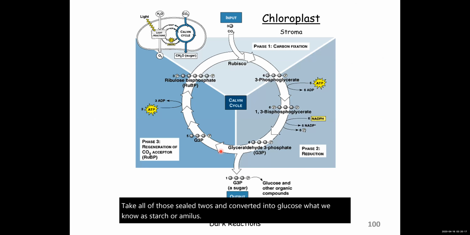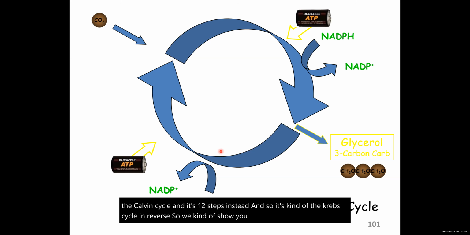So what you end up having is a very similar situation like the Krebs cycle or tricarboxylic acid cycle, except that this one is called the Calvin cycle. And it's 12 steps instead. And so it's kind of the Krebs cycle in reverse. So let me kind of show you this to make it a little bit easier, in which now you invest CO2, undergo multiple reactions, recycle your NADPHs, and now you'll produce little molecules of glycerol, which ultimately will lead us to the production of glucose.